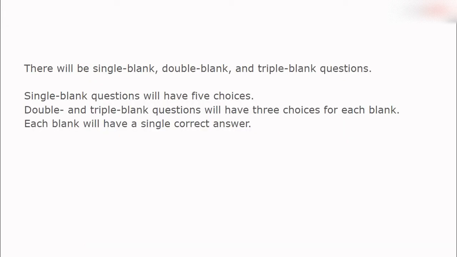Text completion questions can be of single blank, double blank or triple blank sentences. Single blank questions will have 5 choices out of which you have to choose 1. Double and triple blank questions will have 3 choices for each blank. And each blank will have a single correct answer and we need to choose it.